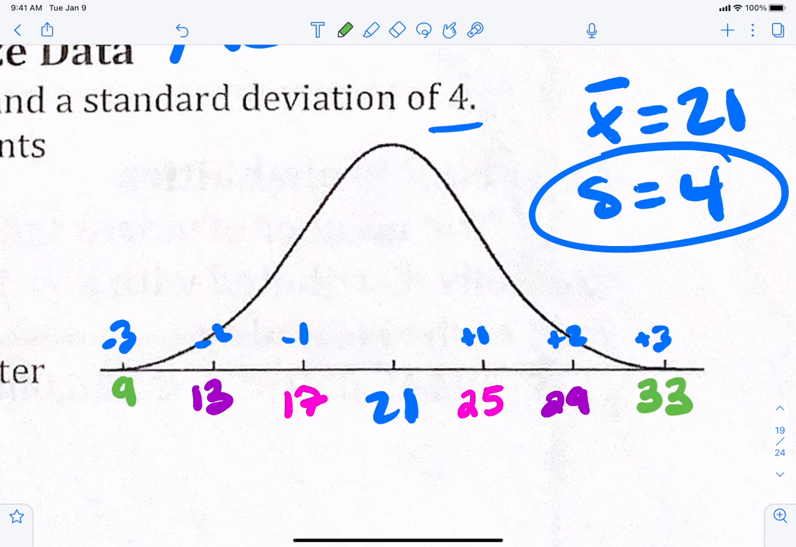So, we're all bad at math today. We're all bad at math. We can't do it, okay?